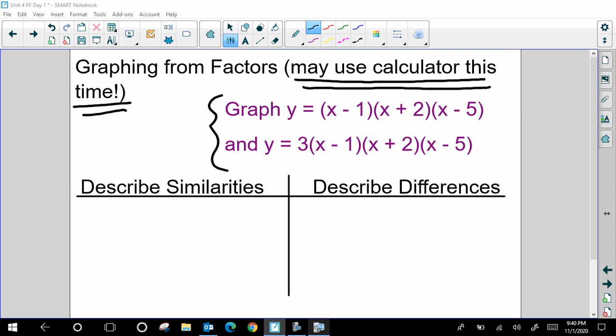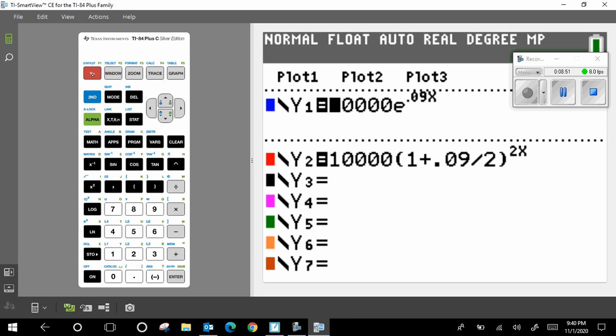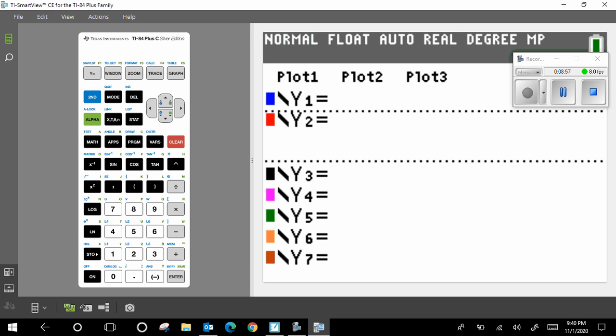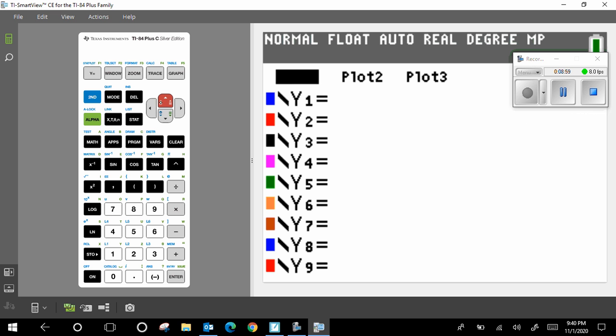All right, so grab your calculator, press your y equals, clear anything that is in the calculator, and also make sure your plot up there is turned off. So arrow up and press enter. I pressed enter, it's on, now it's off. Okay, so let's type in the first equation, which is x minus 1 times x plus 2 times x minus 5.